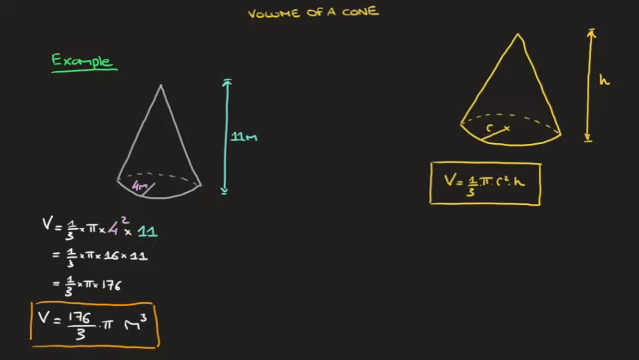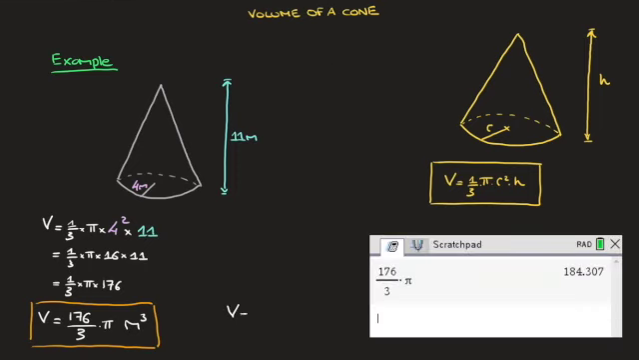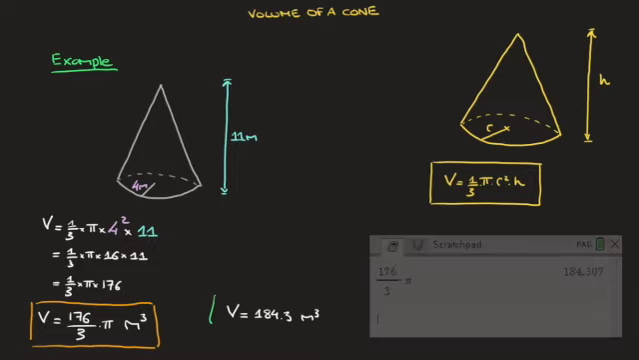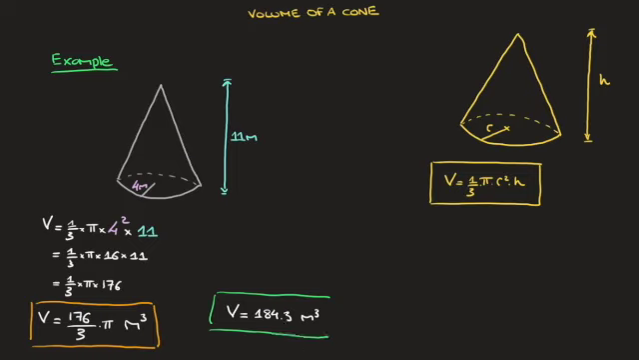On the other hand, if we do have access to a calculator, then we'd be able to calculate 176/3, or divided by 3, times pi. And you can go ahead and check, but in doing so and rounding to one decimal place, I find that the volume is equal to 184.3 cubic meters. And there we go. We've just calculated this cone's volume.